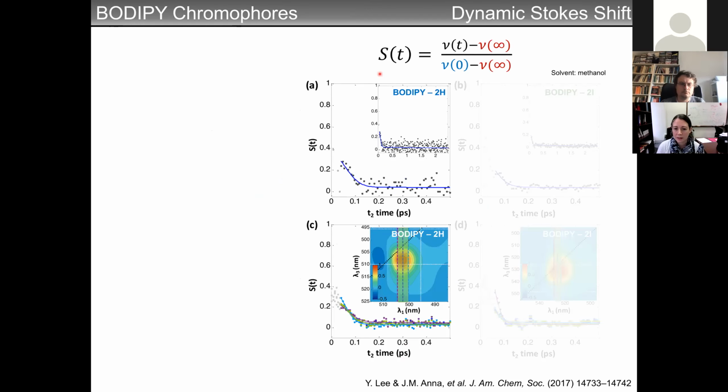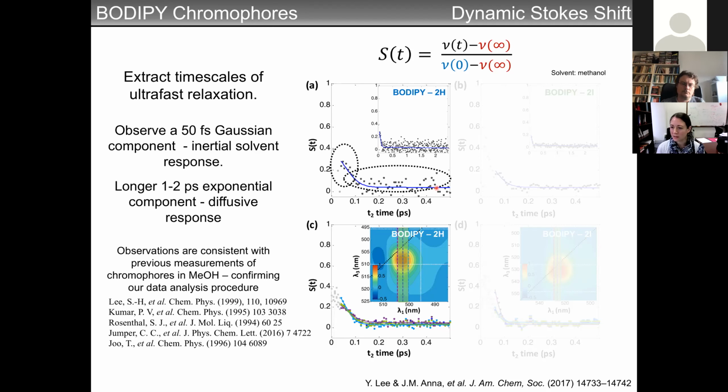Right, and so here are the results for BODIPY, the one that we're looking at here. This is for the projection, and this is for taking slices at different points in the 2D spectra. And we see a fast decay and then a slower decay. And remember, this is like the correlation function, right? And so we can extract the time scales. What we observe is a 50 femtosecond Gaussian component, so we fit this with a Gaussian, and a longer 1 to 2 picosecond component. We don't fully characterize the longer component because for these experiments, we only scanned out to about 2 picoseconds.